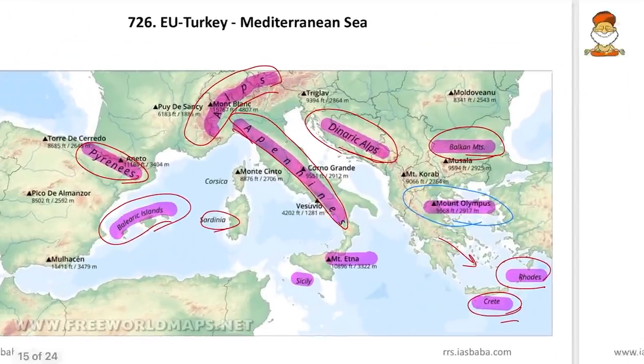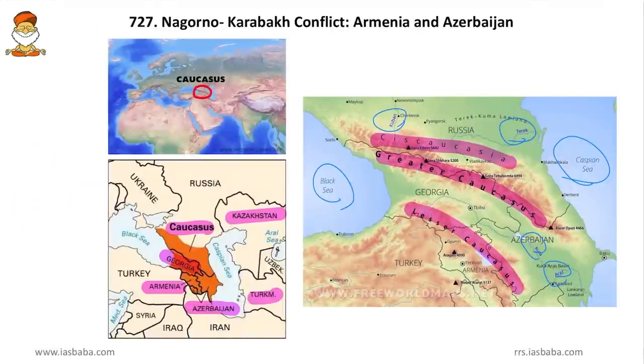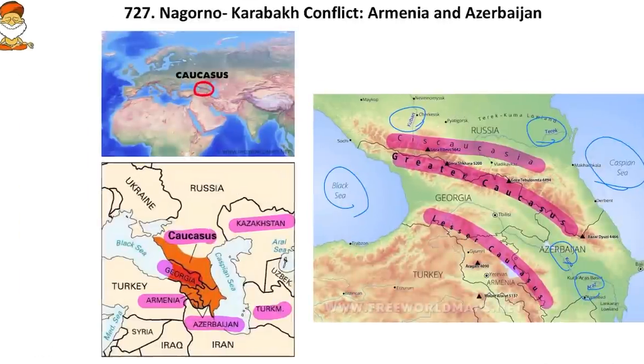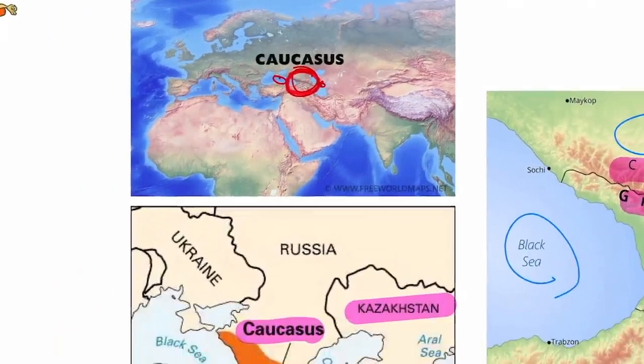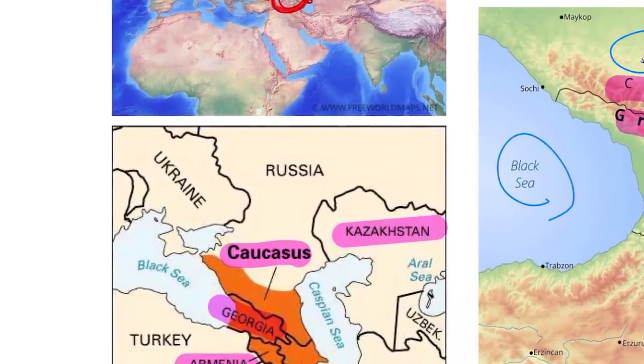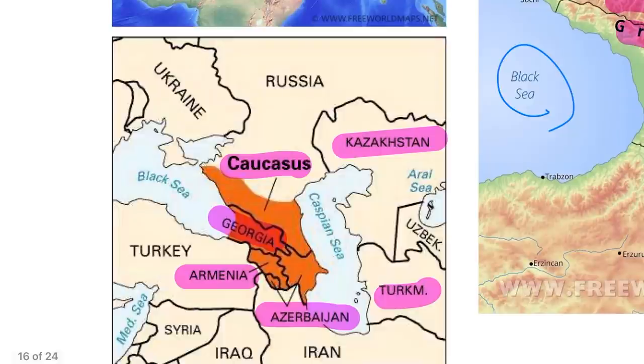Then come to next one, Nagorno-Karabakh conflict and the Caucasus region. Friends, what is the Caucasus region? It is that region between the Black Sea and the Caspian Sea. So this region is called the Caucasus, and we will see what are the countries that are located in the Caucasus region. Friends, in the Caucasus region, we can locate Russia and then Georgia and then Armenia and Azerbaijan. So this RGA square, so this we will remember. And once again friends, here itself, the nations bordering Caspian Sea will also be remembered.